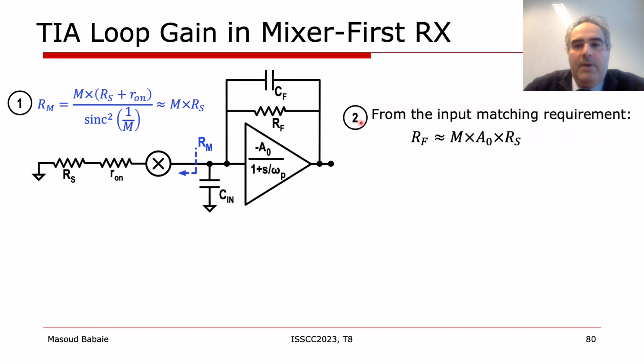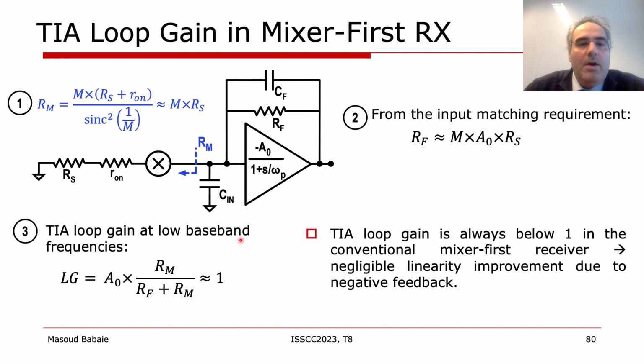On the other hand, from the input matching requirement, we already know that Rf is equal to M times Rs. By replacing Rm and Rf in the loop gain equation, the TIA loop gain in the conventional mixer first receivers is below 1, even at low offset frequencies. It means that we do not get any linearity improvement from the negative feedback in this structure.